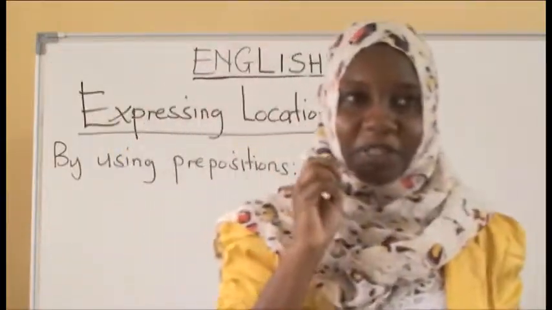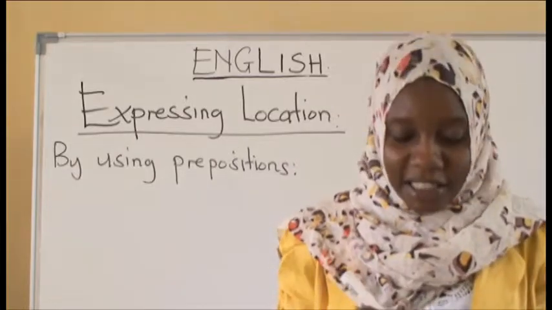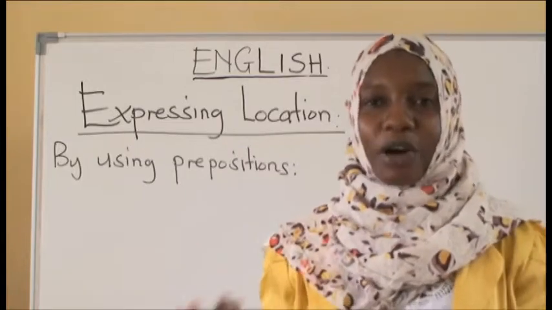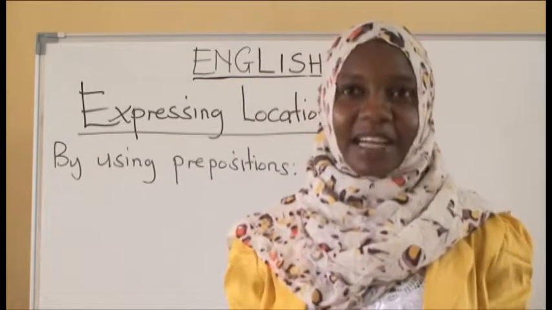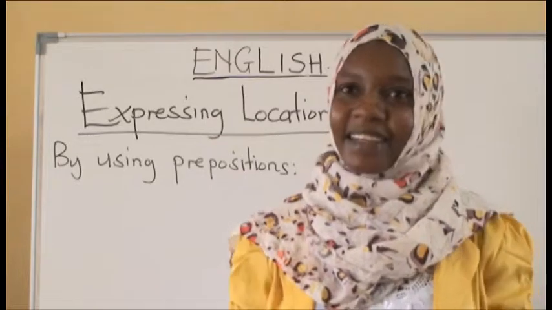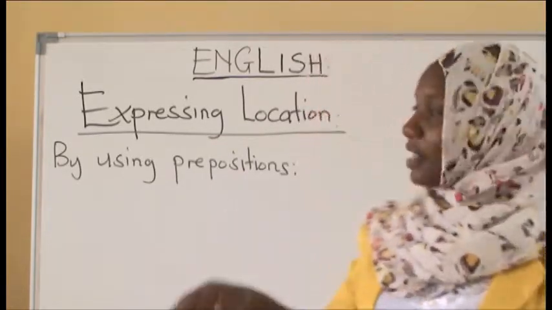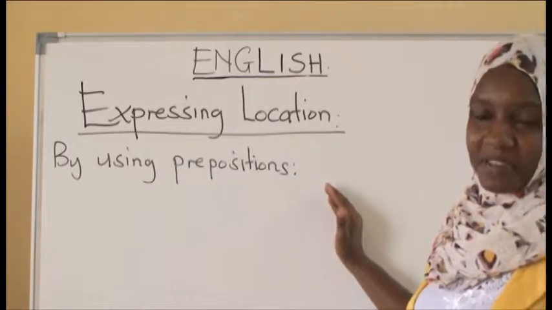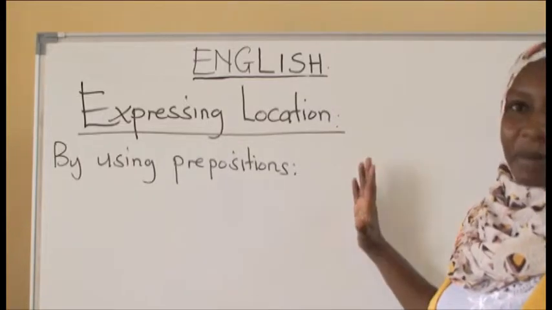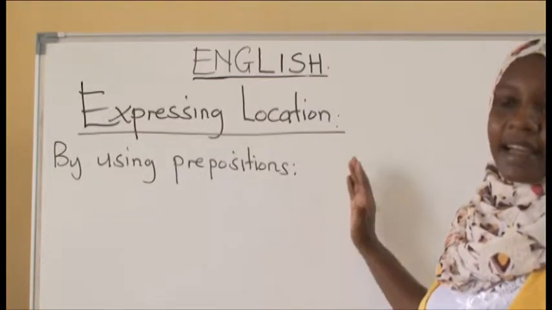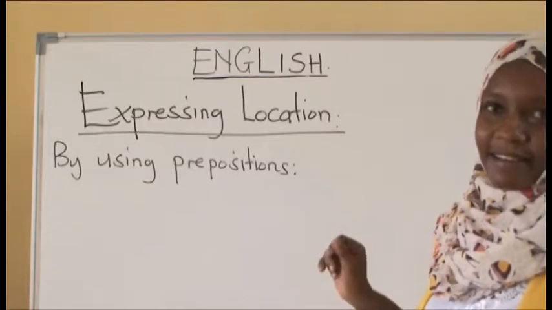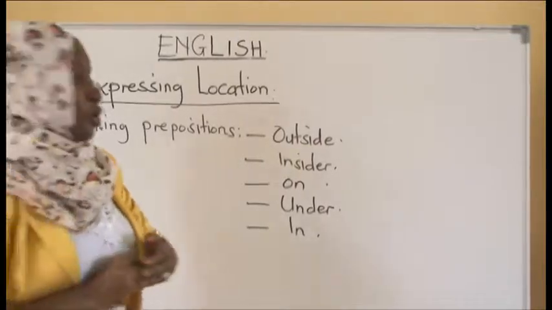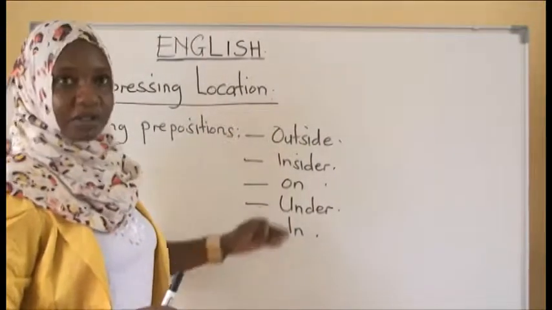When we talk about prepositions, they are kind of words that show where the thing is. We have different kinds of prepositions like on, under, in, outside, in front of, between, behind it, and so forth. So, this kind of words here, prepositions, they show where the thing is. But today specifically, we are going to discuss 5 prepositions: inside, outside, under, on, and in.